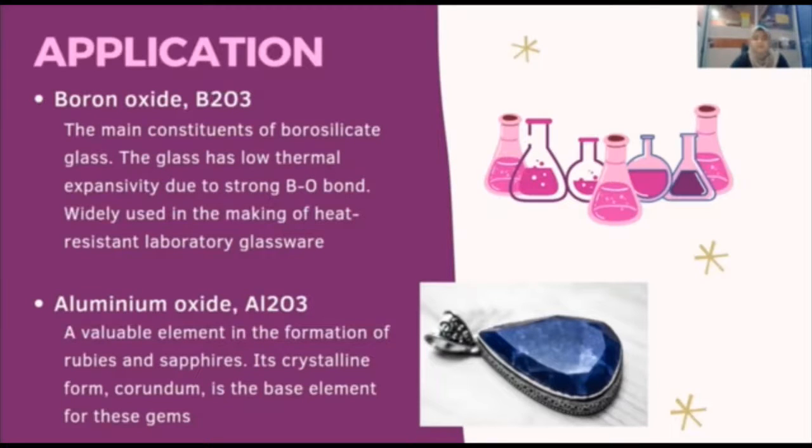Aluminum oxide is a valuable compound in the formation of rubies and sapphires because its crystalline form, alpha alumina, or commonly known as corundum, is the base material for these gems.